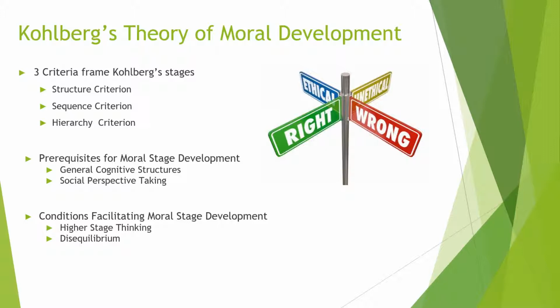Now take a few moments and apply this to your own life. Can you think back to times as an adolescent where you were using higher stage thinking? Who were those people in your life that you looked to, and how they made moral decisions? And also take some time to think about when you maybe felt disequilibrium in a decision-making process.